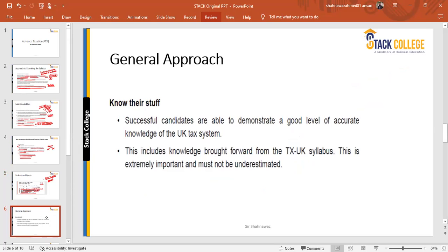Successful candidates are able to demonstrate a good level of accurate knowledge of the tax system. We are studying the UK tax system. So the latest Finance Act, FA21, is required, and you must have the knowledge.